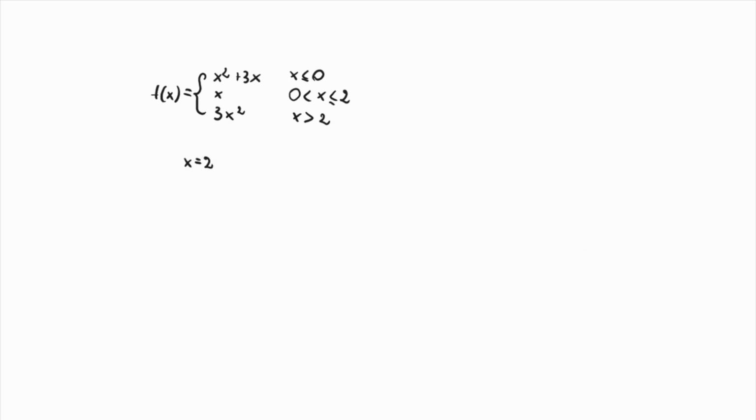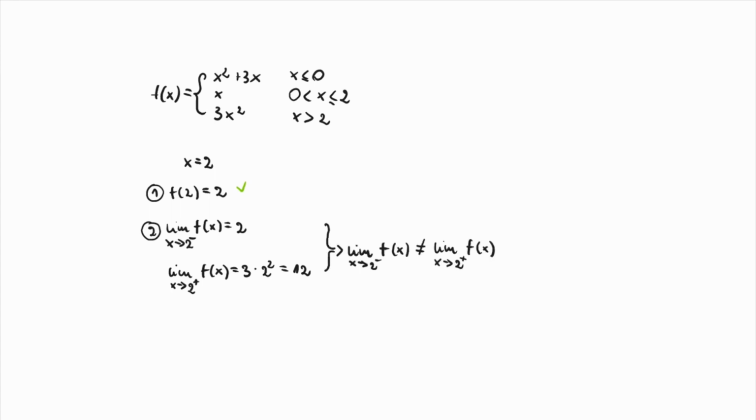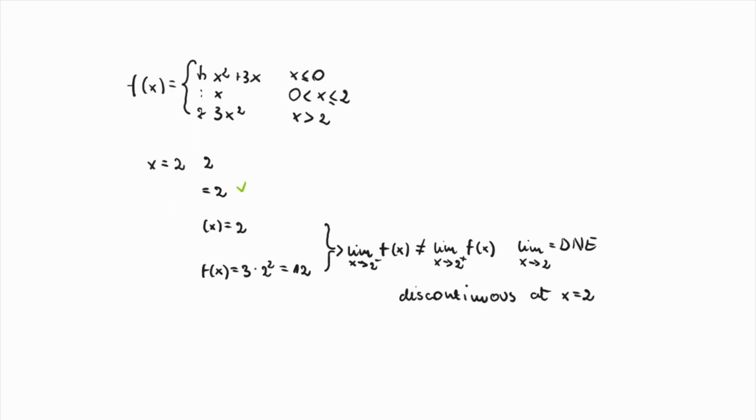Now let's see if the same function is continuous at x equals 2. First, we check that f of 2 equals 2, which is a real number. That means that the function is defined at x equals 2. Next, we calculate the left-hand limit as x approaches 2, which equals 2. Then we see that the right-hand limit equals 12. The left and right-hand limits aren't equal, which means that the limit as x approaches 2 doesn't exist and the function isn't continuous at x equals 2.